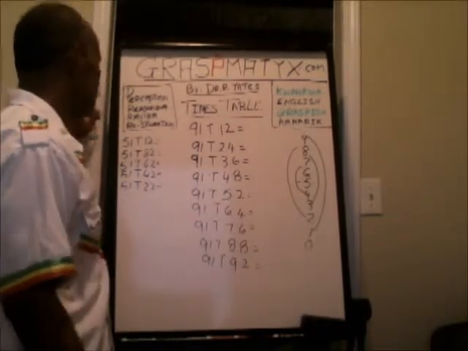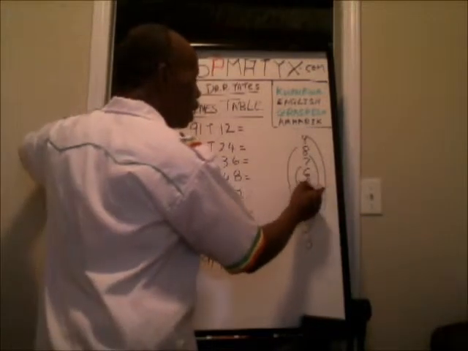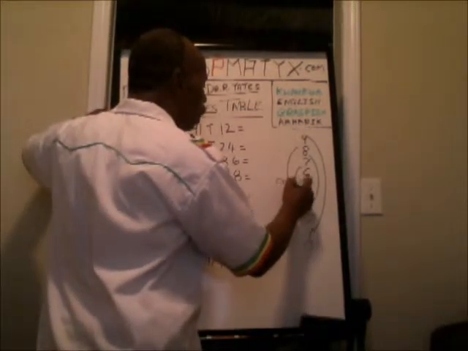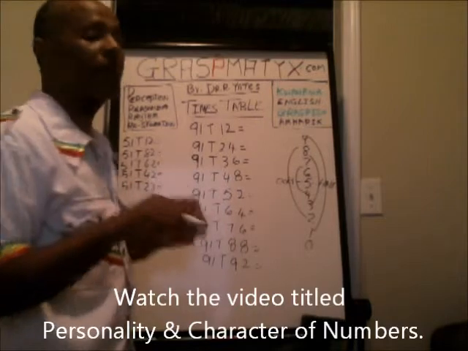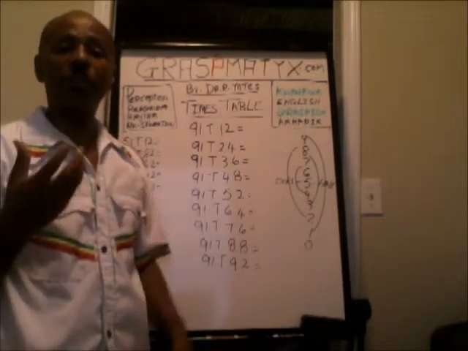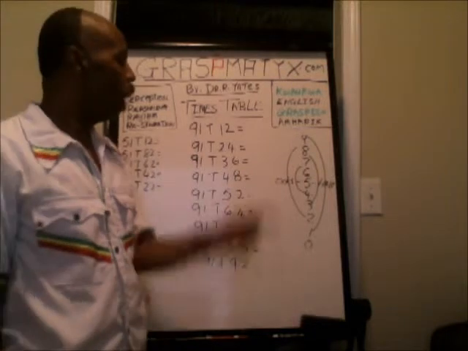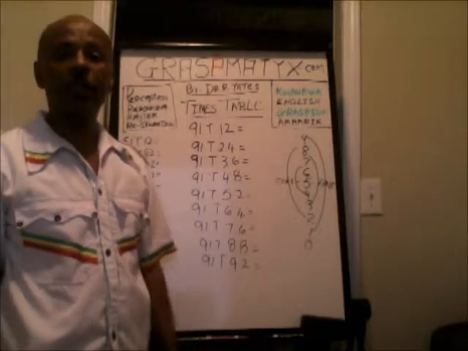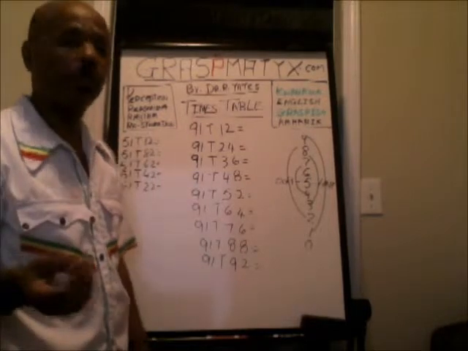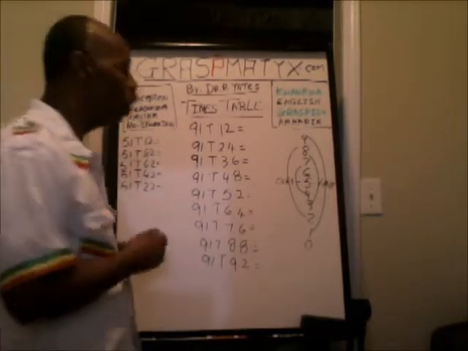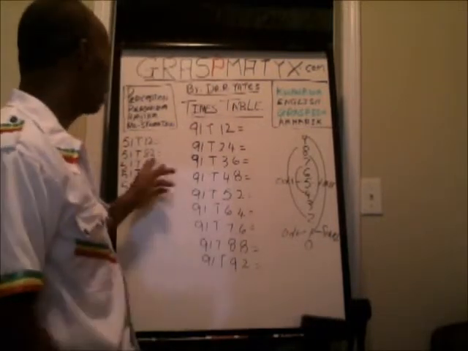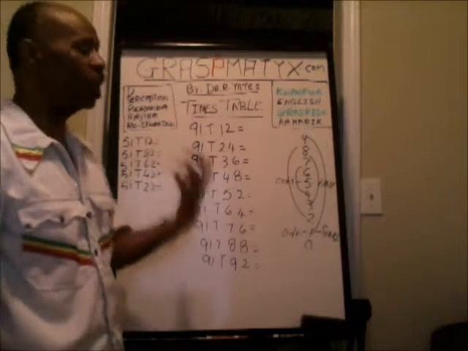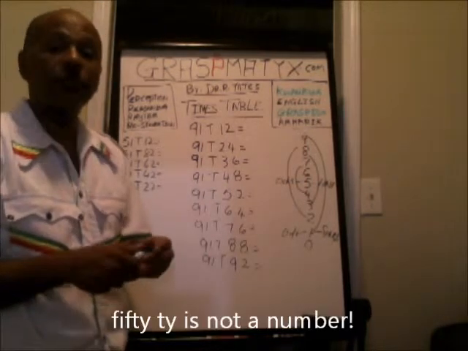When we do the 5-1 timetables, we learn in Graspmatyx that the personality of 5 is odd. We learn that the character of 5 is half. For those who have the Graspmatyx DVD titled Personality and Character of Numbers, you'll learn that the character of 5 is half. Based on that principle, we can now do the 5-1 timetable. We also learn that the character of 1 is single, and the personality is odd. So we have those 2 numbers here, the 5 and the 1. There it is, 5-1. That's why Dr. Yates called the figures like that, 5-1, not 51.